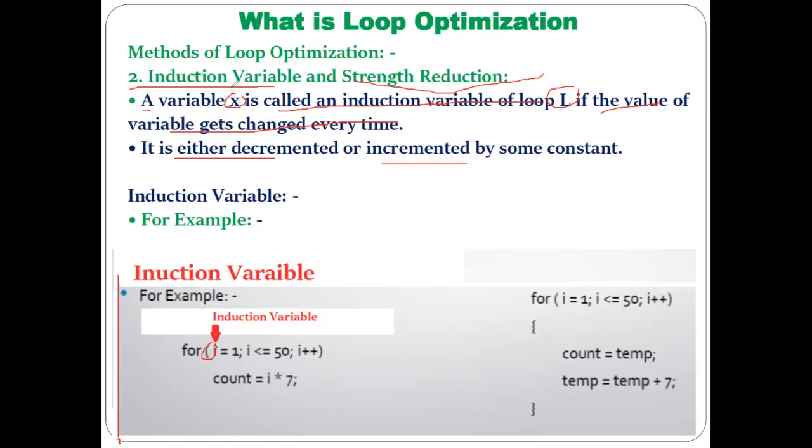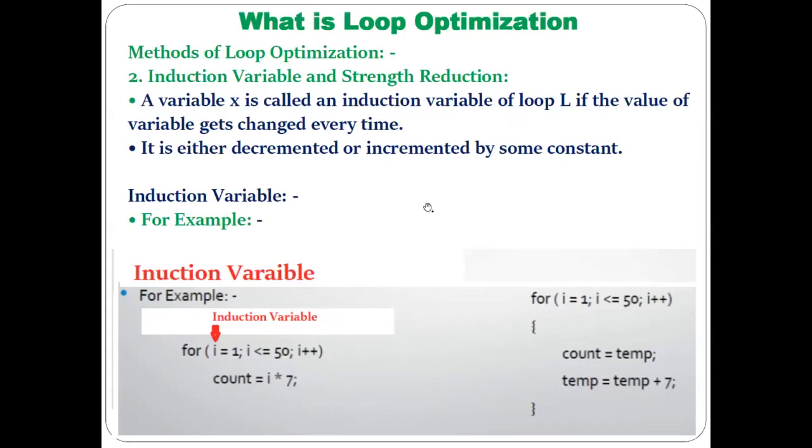So a variable, here I, as we have mentioned, is called an induction variable if the value of the variable gets changed every time. So here I is nothing but an induction variable. The variable in the loop whose value gets changed every time, it may be decremented, it may be incremented, such a variable is called an induction variable. Understood? I hope all of you understood the meaning of induction variable.